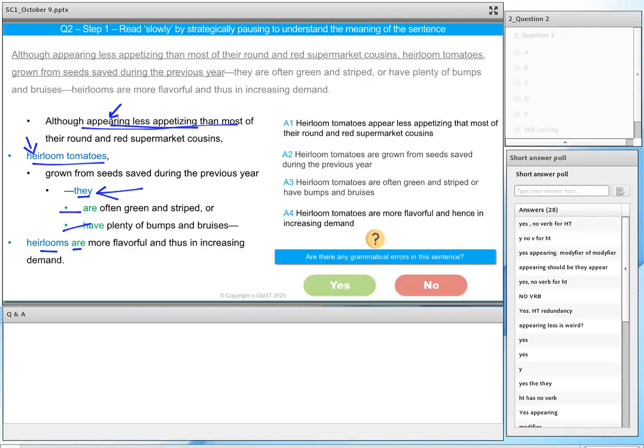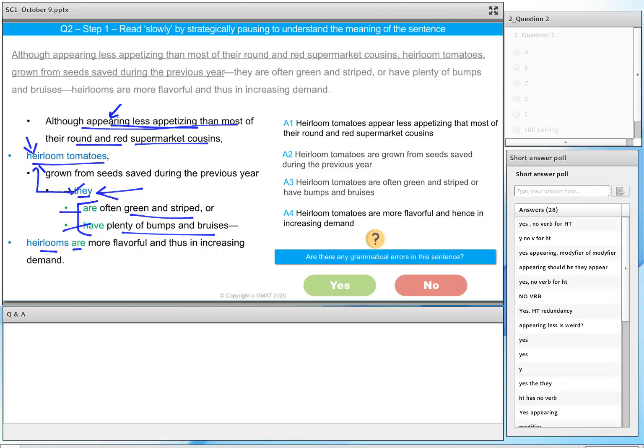Now, those of you who are again asking questions about, hey, what about they? Don't, because they seems to be talking about red and round supermarkets. Again, this is the whole point of going through the entire sentence, the meaning analysis. The supermarket cousins have already been identified as round and red. So what are green and striped or have plenty of bumps and bruises? This pronoun can only talk about heirloom tomatoes. It cannot talk about anything else.